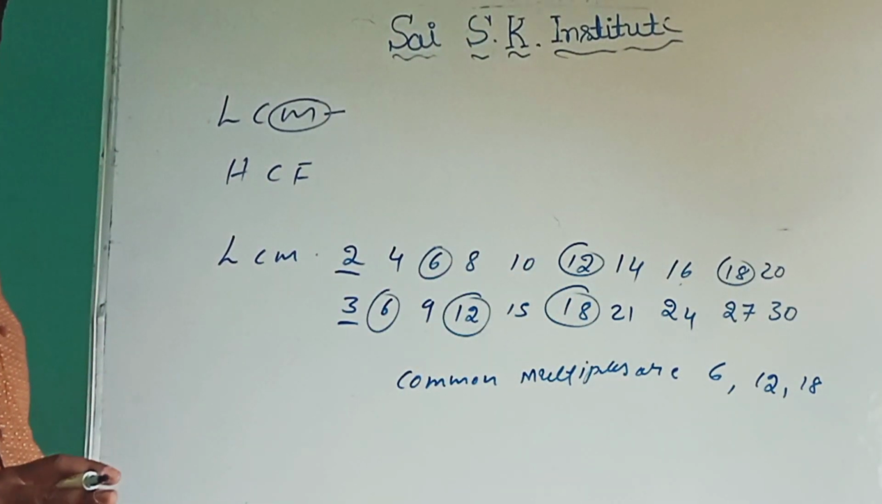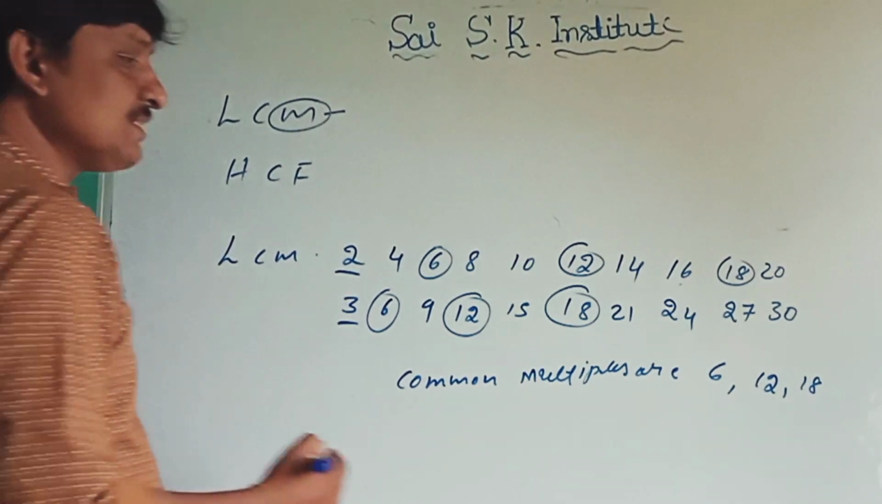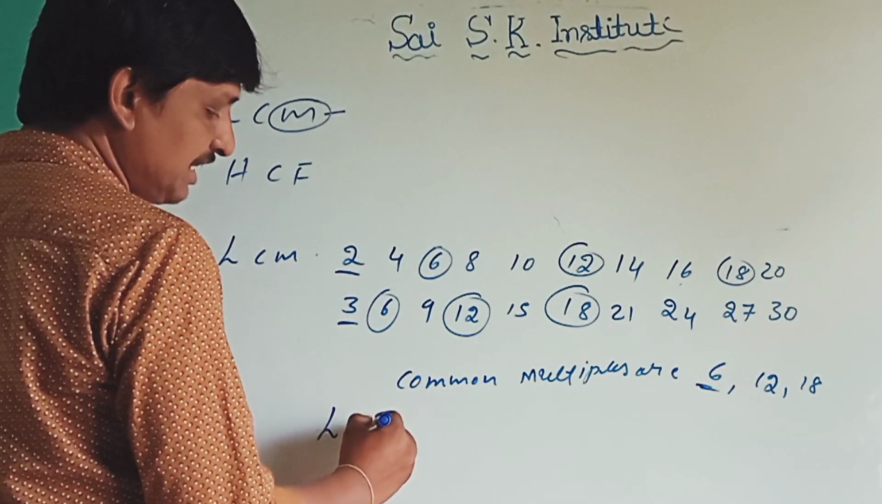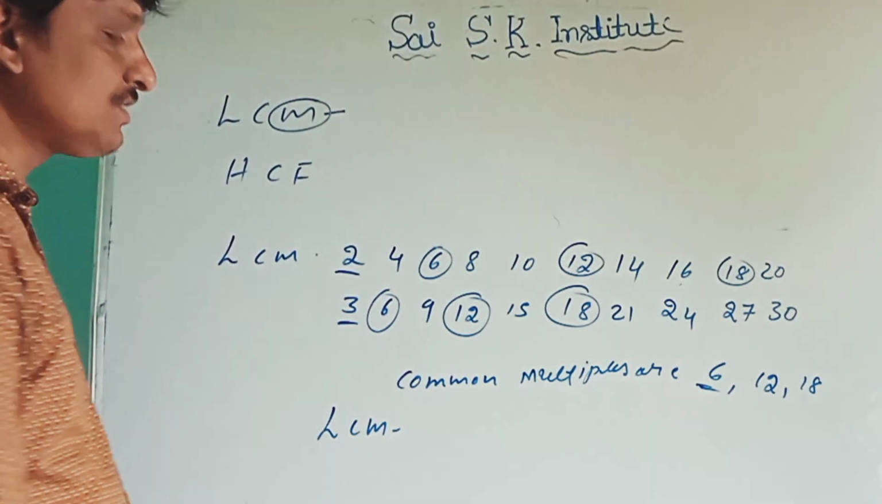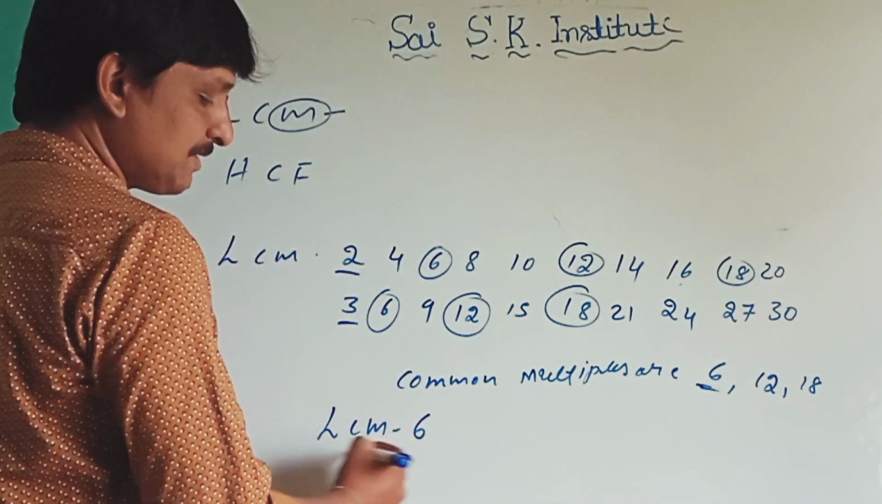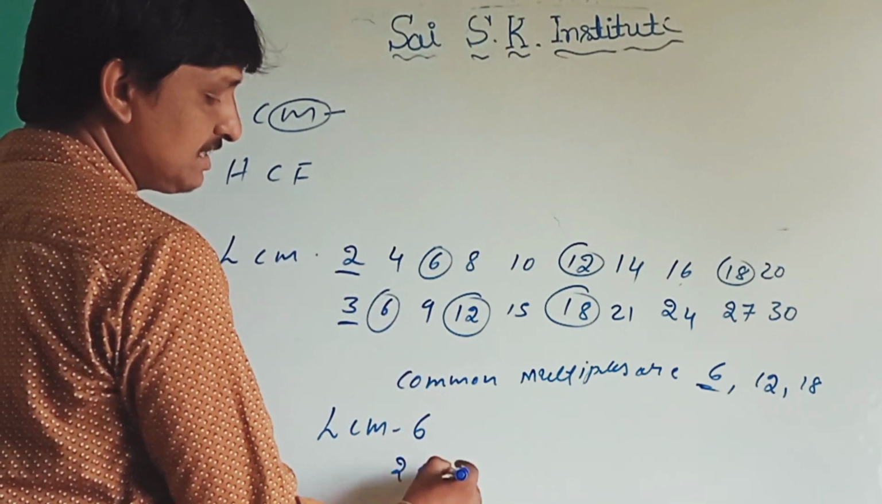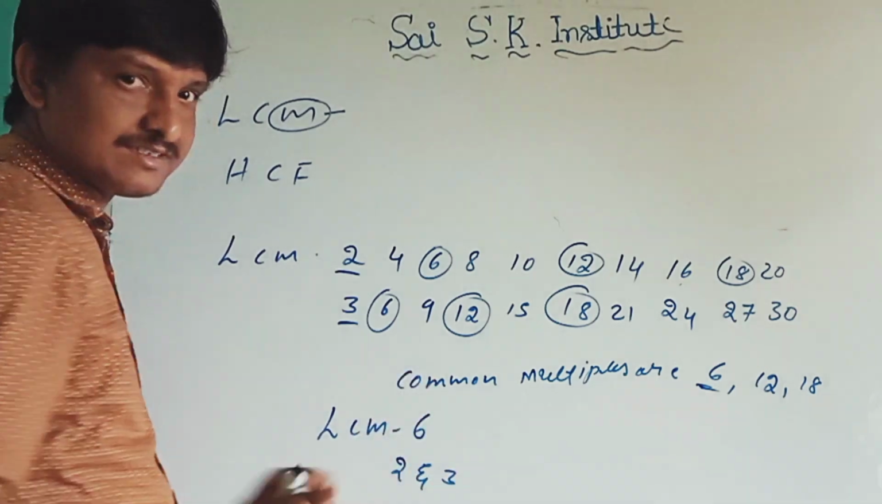In those multiples we have to find the least. The least one is 6. So this is the LCM. 6 is the least common multiple of 2 and 3.